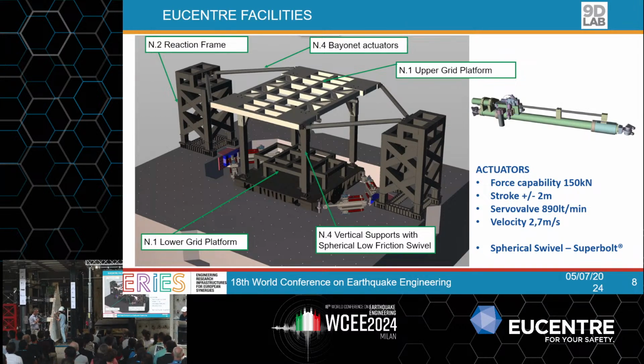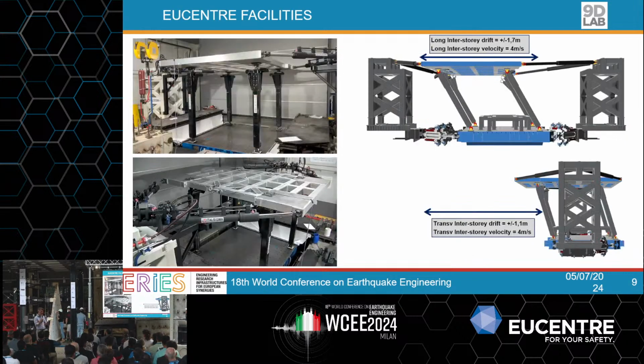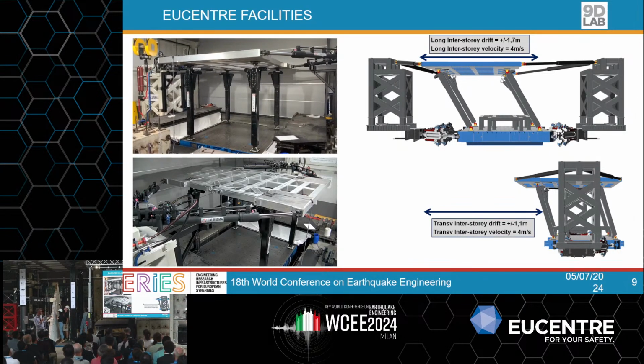What I'm showing on the slide is just some of the possibilities we have here at the EU Center. When people contacted us saying they wanted to be involved in this project, these are some of the possibilities we showed them. You can see here the 9D shaking table, which Professor Calvi has just shown a few moments ago. I won't spend too much time on that. The same video again.